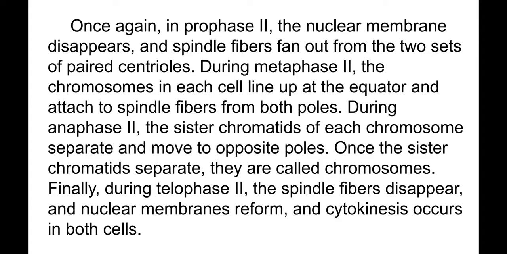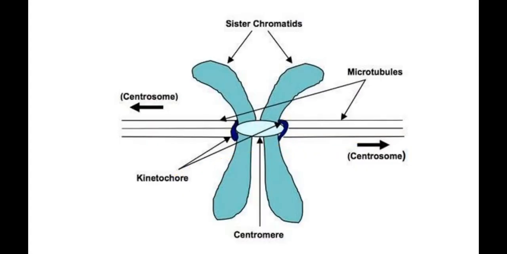Finally, during telophase 2, the spindle fibers again disappear and nuclear membranes reform, and then cytokinesis occurs in both cells. So you see that in mitosis we have two V-shaped chromosomes, and they produce an X-shaped chromosome from two sister chromatids. We change the name from V-shaped chromosome to chromatid, and they are connected about in the middle with the centromere. The centromere is some kind of glue which keeps two sister chromatids together. Okay?